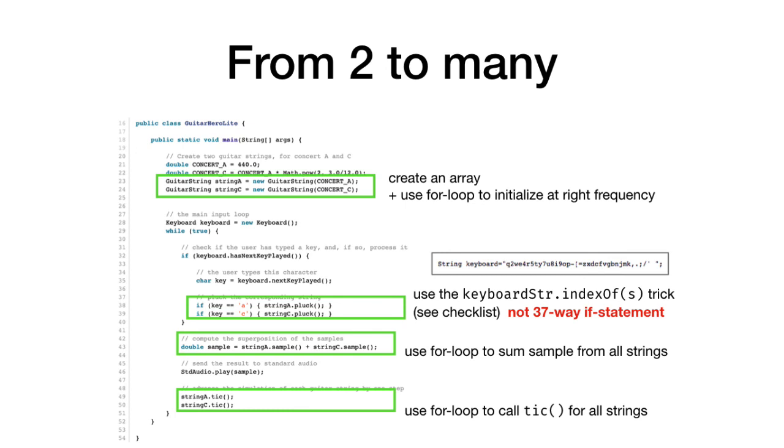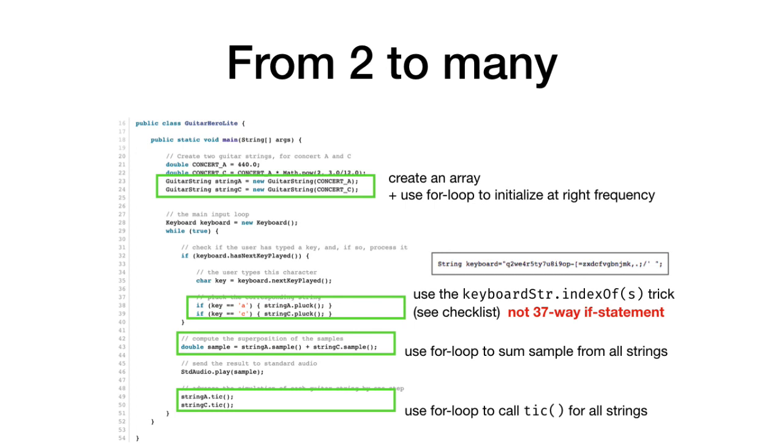Next, inside of the event loop, which creates a keyboard visualization and then checks whether you've pressed a key, it does if statements to check if each key is the one corresponding to a string. When you move to your 37-key hero, do not use a 37-way if statement. That will be a deduction. It's a style mistake and an efficiency mistake. So do not do a 37-way if statement.